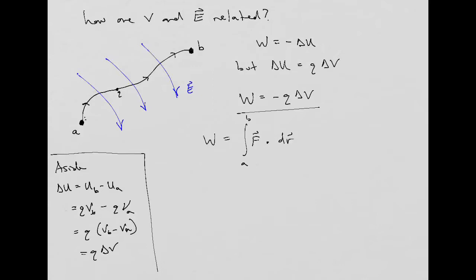But what would the force on Q be at any given point inside this electric field? We can calculate that because F is always going to be equal to QE. Okay, this is just the definition of electric field. So we can go ahead and plug that in. And we have work is equal to Q integral from A to B of E dot dr.